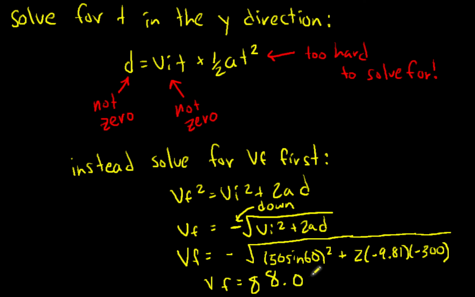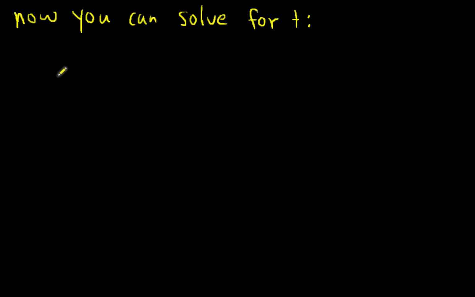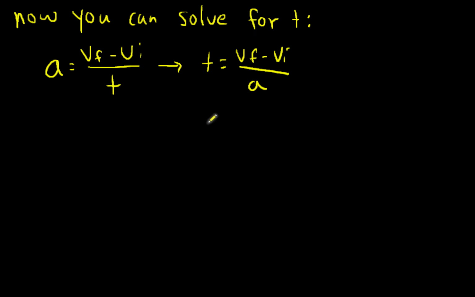Vf equals 88.09537 meters per second, and the direction is down. That's what that negative tells us. Next, we use this Vf that we found to solve for t. Now you can solve for t using Vf and another one of the uniform acceleration equations, a equals Vf minus Vi over t, where t equals Vf minus Vi over a once you rearrange it.